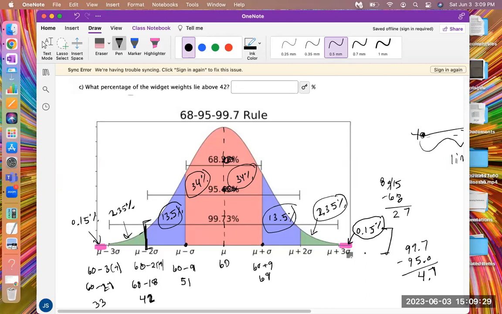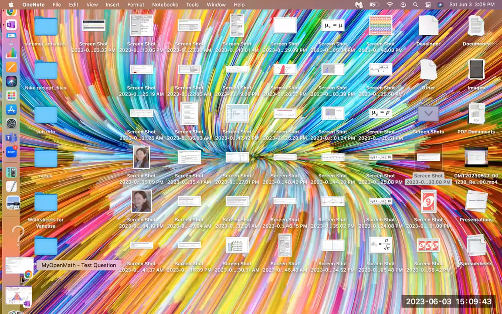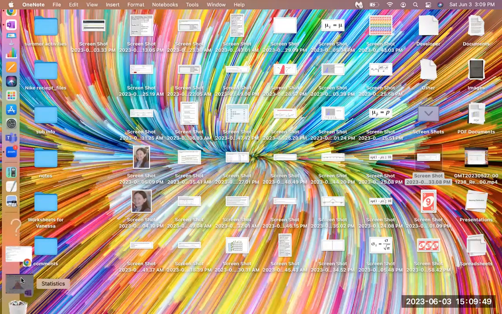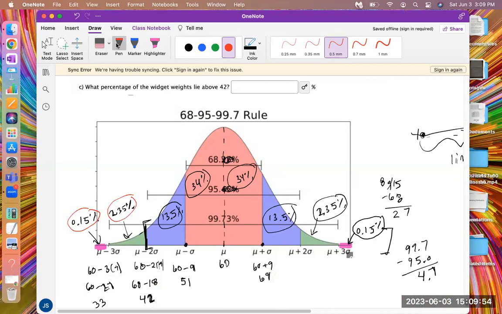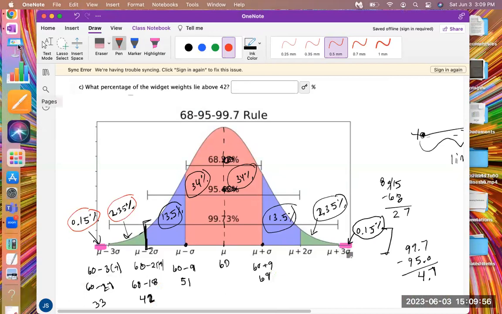A faster way to do it would be adding these 2 below it, because you only have 2 numbers below it, and then subtracting that from 100. So that's what I'm going to do, because that's called the complement. Everything except for the thing that you want to find, all the percents. So we could just find the complement that way, and that is a little faster.